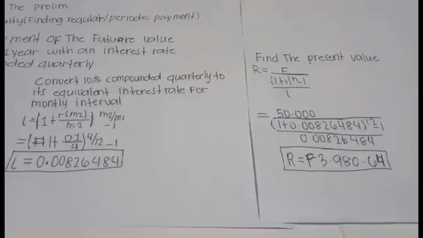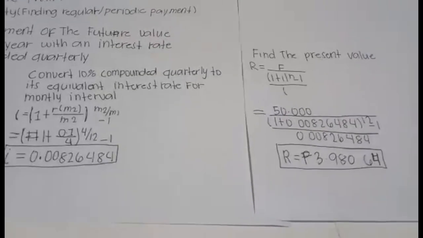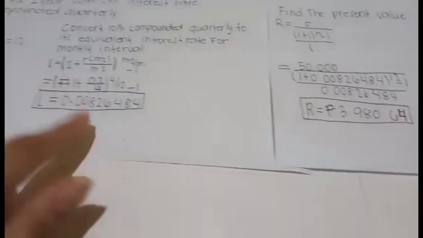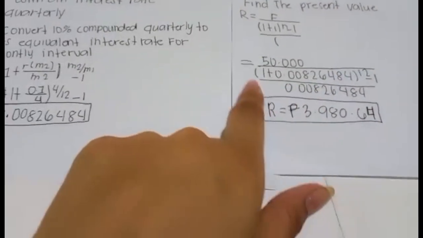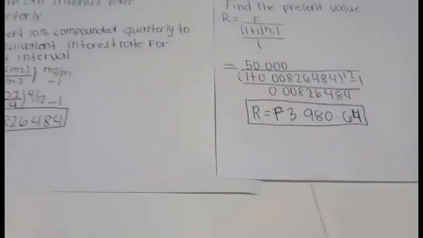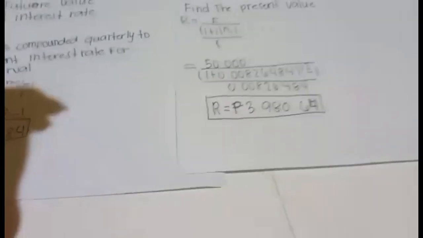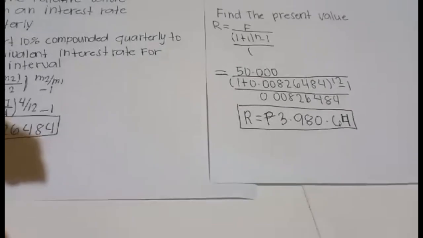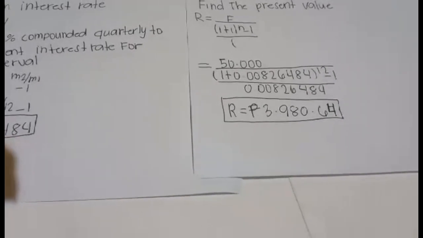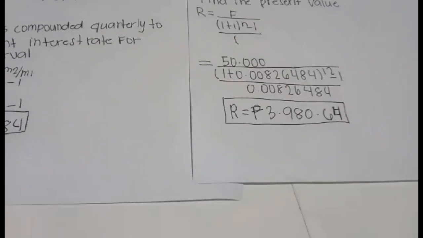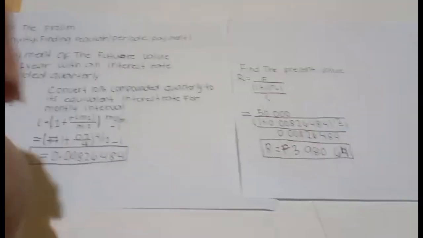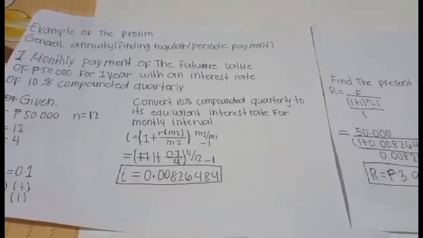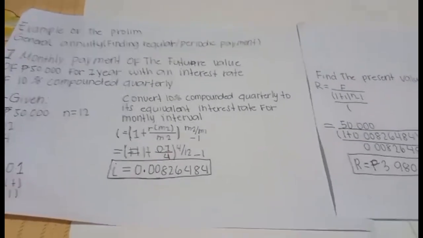Then find the value of R. R equals F times I divided by ((1 plus I) raised to the power n, minus 1), where F equals 50,000. Then copy the I. And so the final answer is R equals 3,980.64 pesos. And these are the problems of general annuity finding regular periodic payment. Thank you.